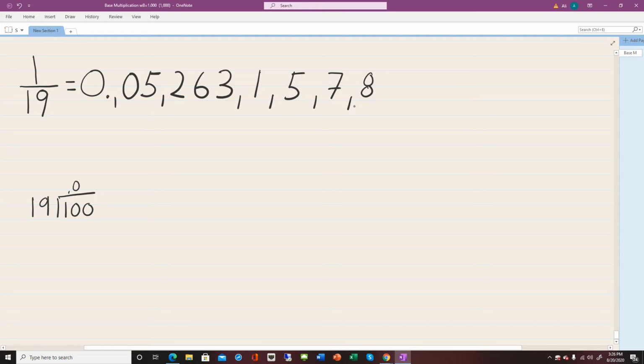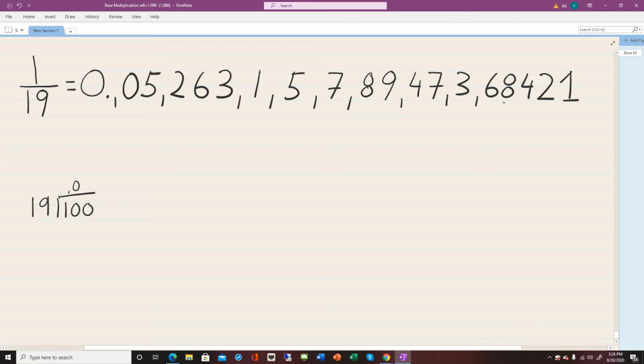So let's just continue. 18 divided by 2 is 9. 9 divided by 2 is 4, remainder 1. 14 divided by 2 is 7. 7 divided by 2 is 3, remainder 1. 13 divided by 2 is 6, remainder 1. 16 divided by 2 is 8. 8 divided by 2 is 4. 4 divided by 2 is 2. And 2 divided by 2 is 1.